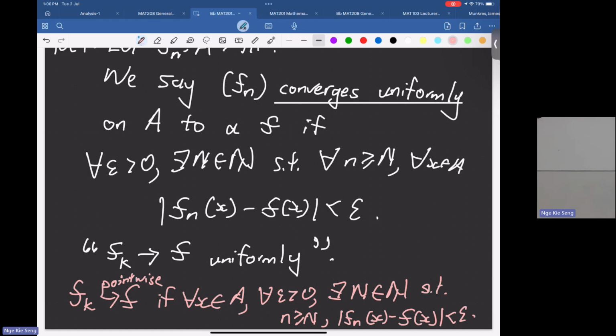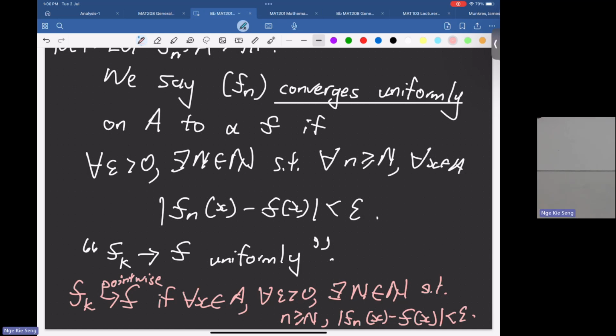So the uniform here is about the N. You can pick an N that works for all x. Every point I use the same N. Does it make sense? Okay, uniform.